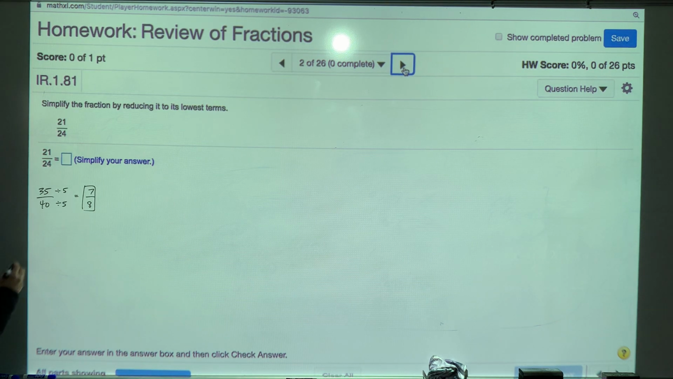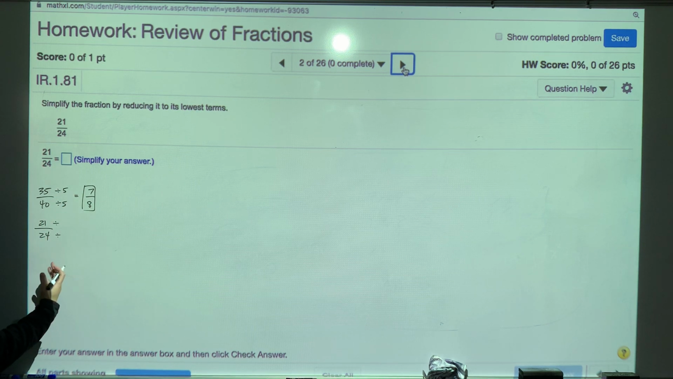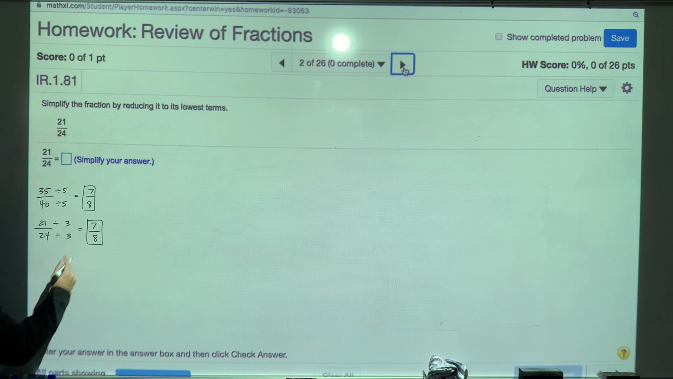Next one, 21 over 24. You're looking for a number that both of these are divisible by. So what is a number that is shared, common, that they're both divisible by? That can be a factor of them. The answer for this one would be 3. And so when I divide 21 by 3, I get a 7. And then 24 by 3, I get an 8. It just so happens to also be 7/8. That's just a coincidence. Okay.